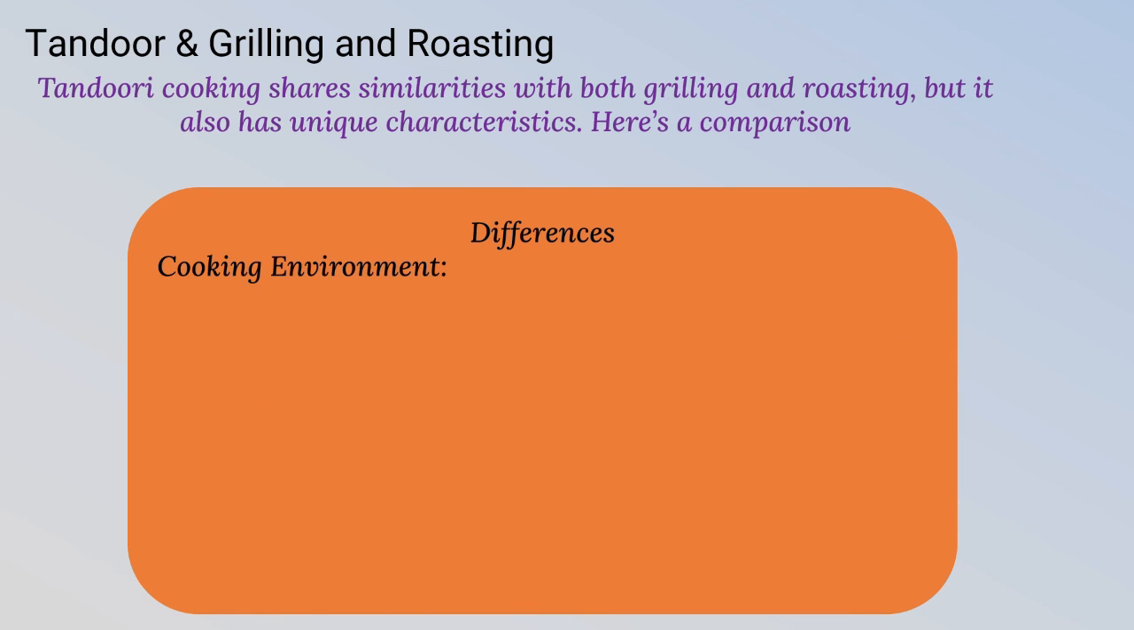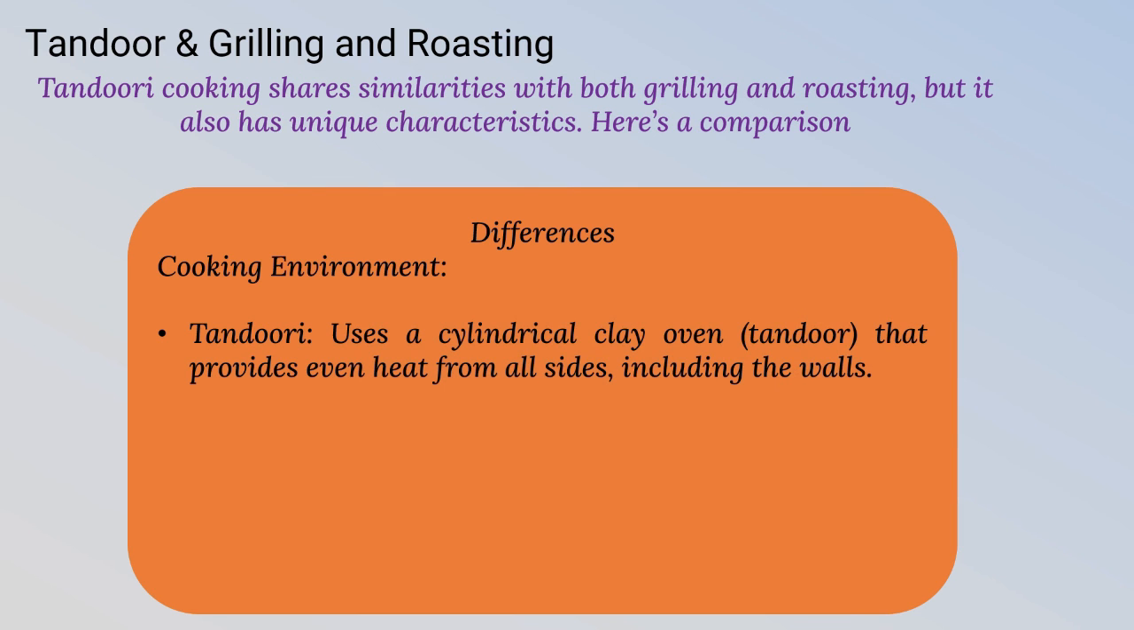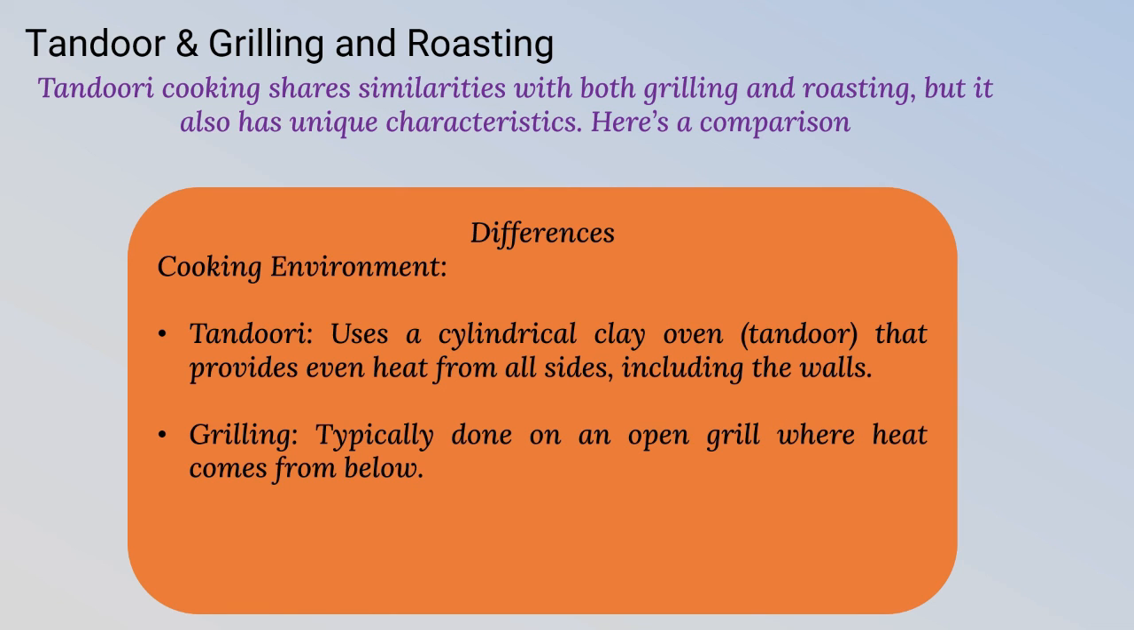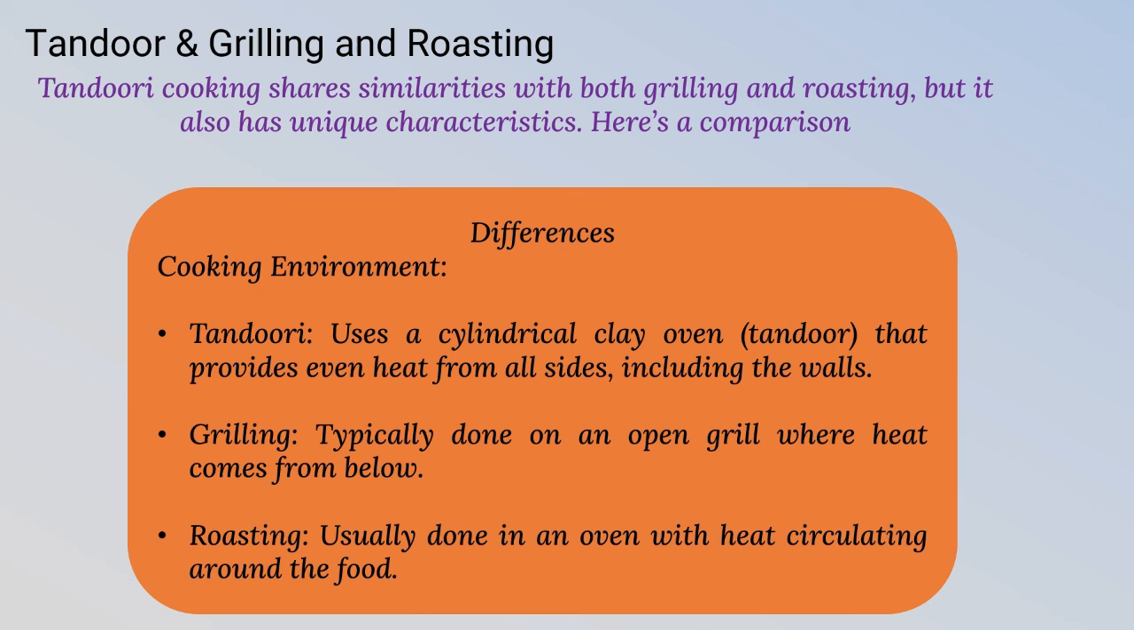Now differences. Cooking environment. Tandoori uses a cylindrical clay oven that provides even heat from all sides, including the walls. Already we have given a demonstration for that, how it reflects. In case of grilling, typically done on an open grill where the heat source is coming from the bottom or below. Clear? If you remember, or you can refer back to the earlier lesson if it is not yet clear to you. In case of roasting, usually done in an oven with the heat circulating around the food. Okay.